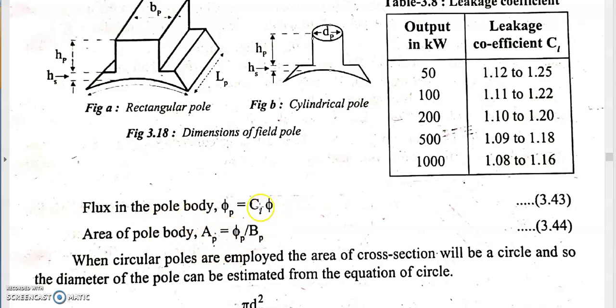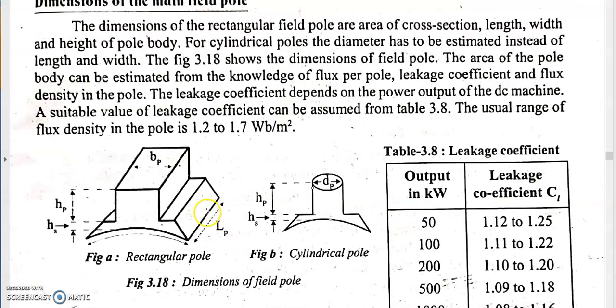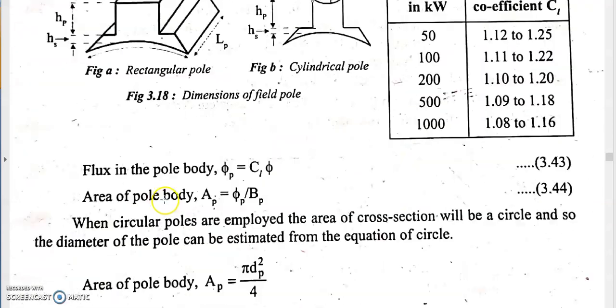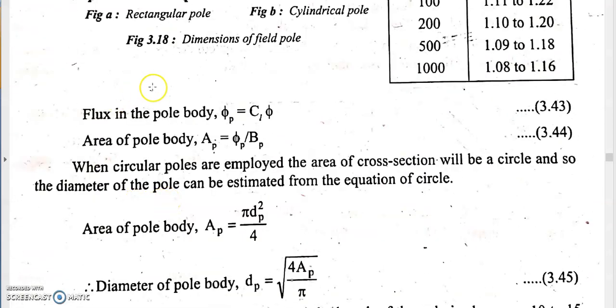This is known as the flux through the pole body, because the flux through different sections of the magnetic circuit will be different in the machine. Already we have discussed the flux through the pole, and this flux through the pole is going to be CL multiplied with this flux. So, because we are calculating the dimensions of the field pole, first we are calculating the area of the pole body, AP, using flux density.